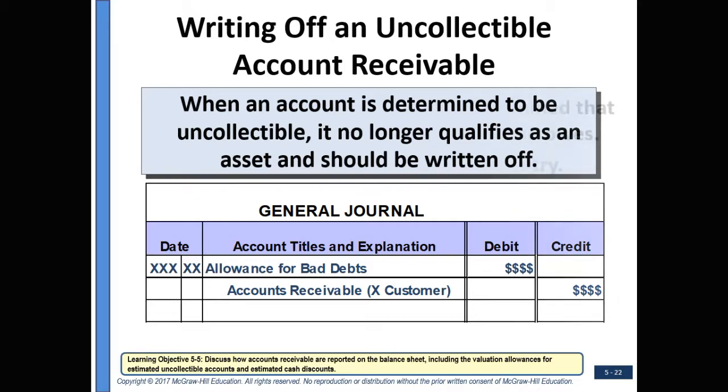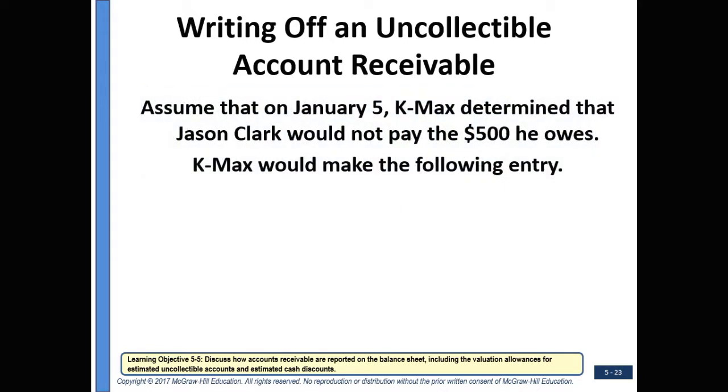So let's look at an example. On January 5th, KMAX determined that Jason Clark would not pay the $500 he owes. They have an allowance for bad debts, meaning they recognized over a period of time that a certain amount of money related to their portfolio of accounts receivable was not going to be collected. They didn't know which specific accounts that would be. So it's sitting in this generalized piggy bank.